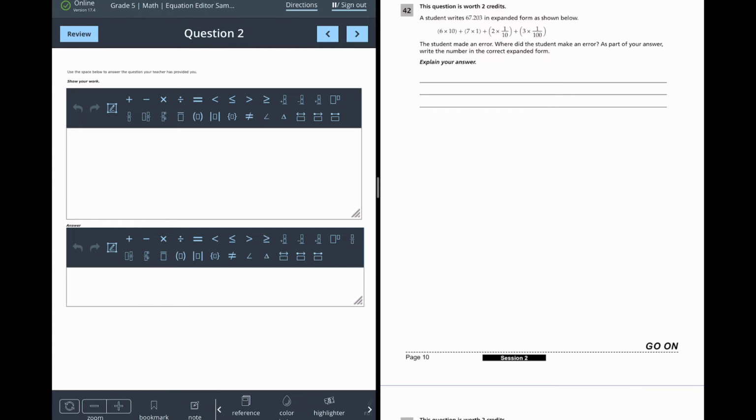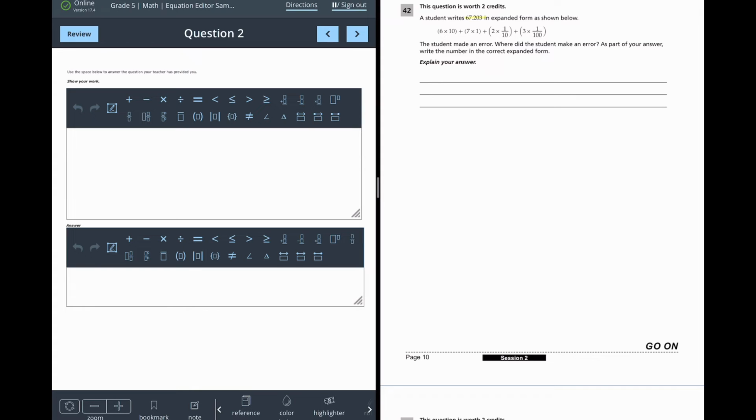Okay, 42 is another one where we're just explaining. So we're just going to get an explain box, not necessarily a show your work box, even though we can draw in there. A student writes the number 67 and 203 thousandths in an expanded form as shown below.